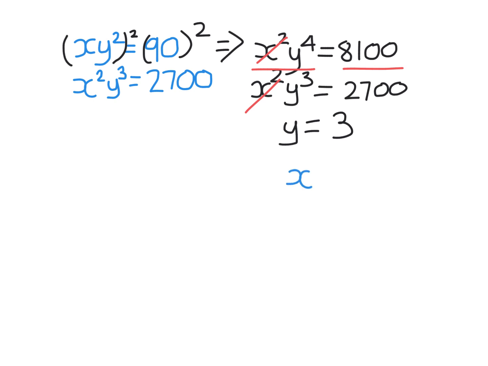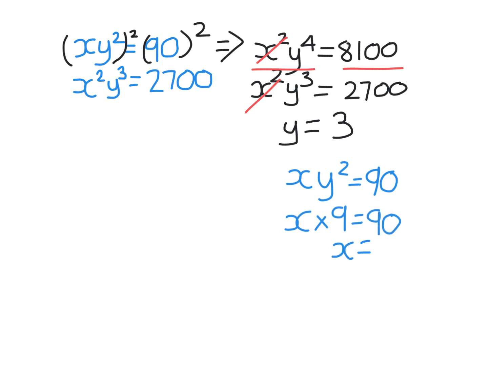That told me that xy squared is equal to 90. Well, if y is 3, y squared is 9. So we have x times 9 equals 90. And dividing by 9, we get x equals 10. There's only one solution this time, and that is x equals 10, y equals 3.